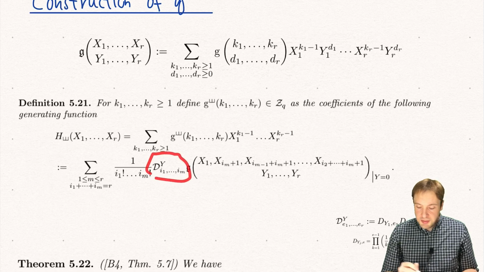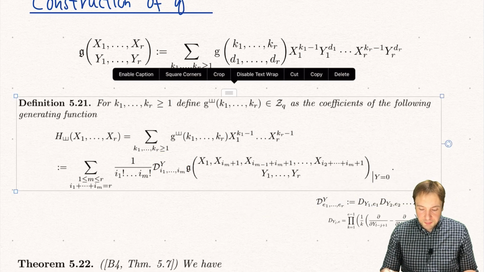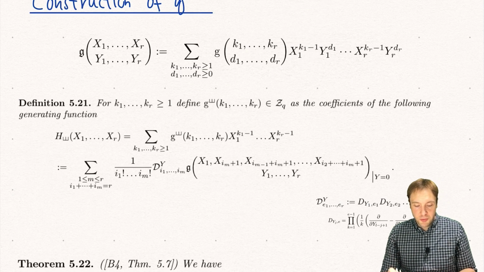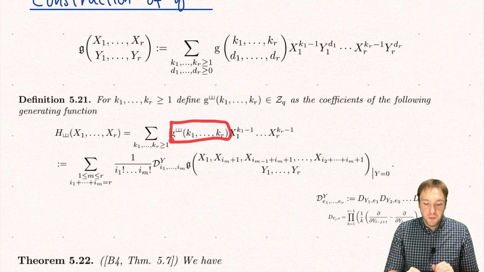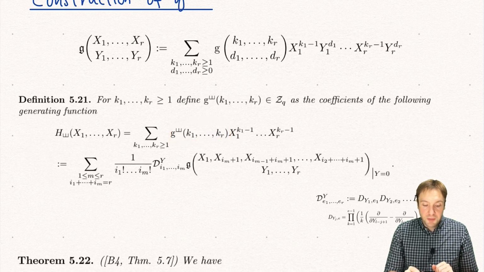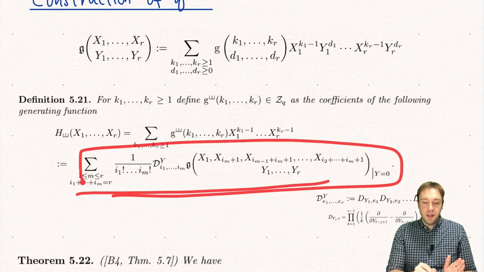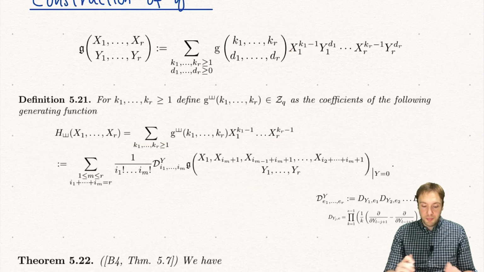And here, this D is just some differential operator which can be written down explicitly. But the statement here, I don't want to go into detail, is just that we can write down an explicit formula for Q series, which we denote G shuffle K1 up to KR, as an explicit linear combination of these double index G.